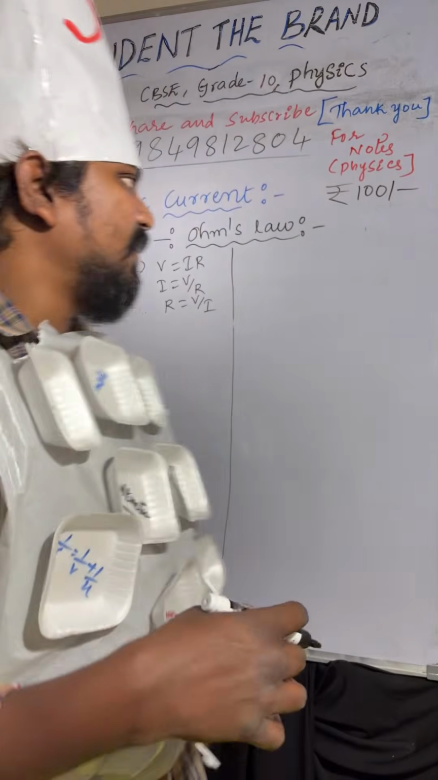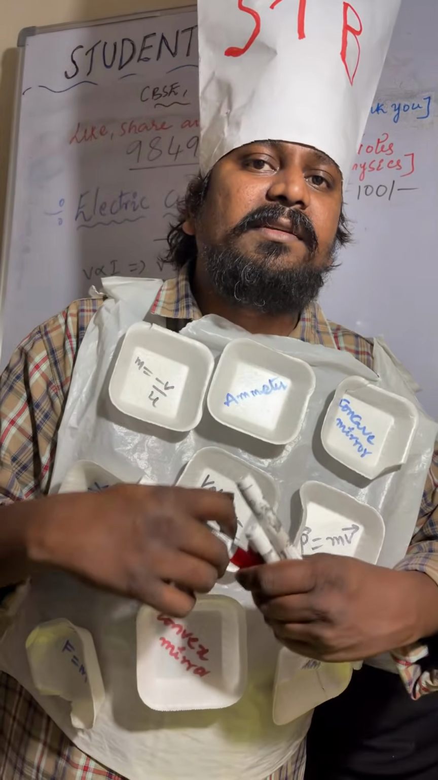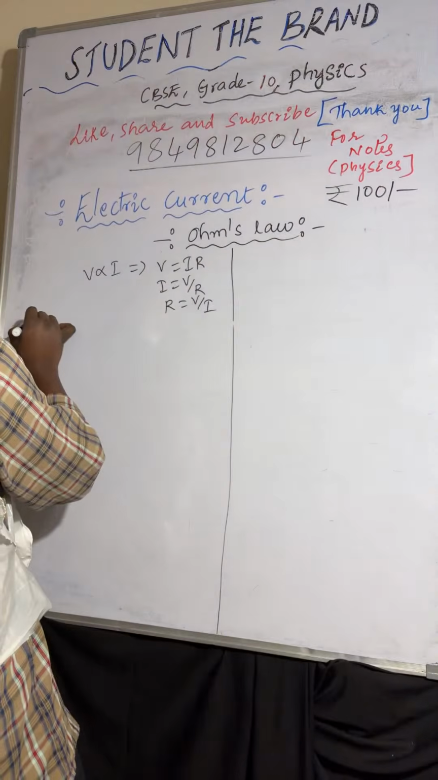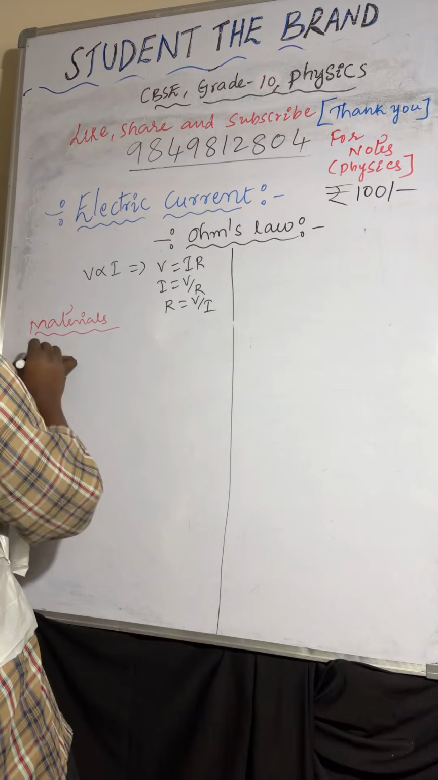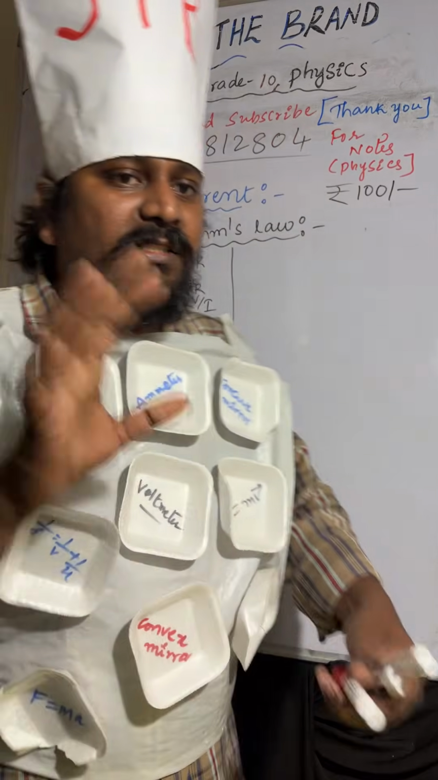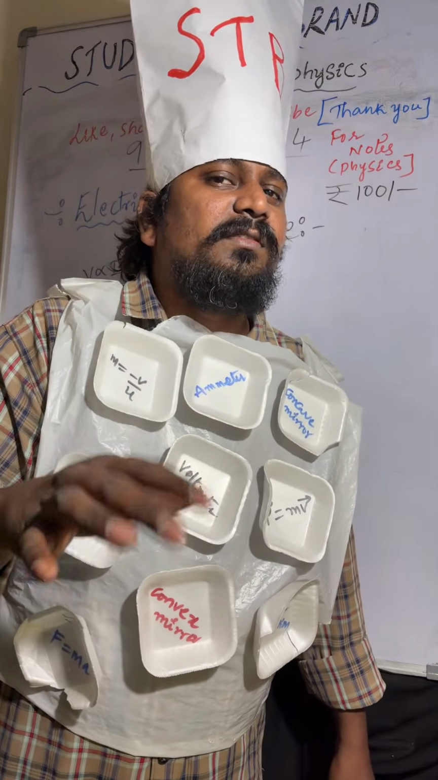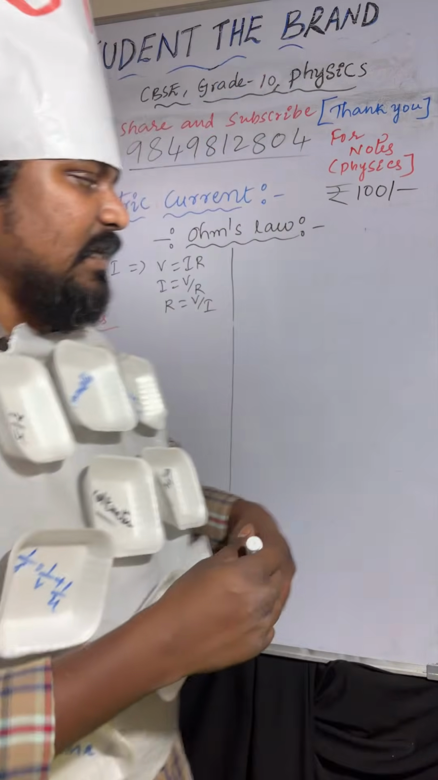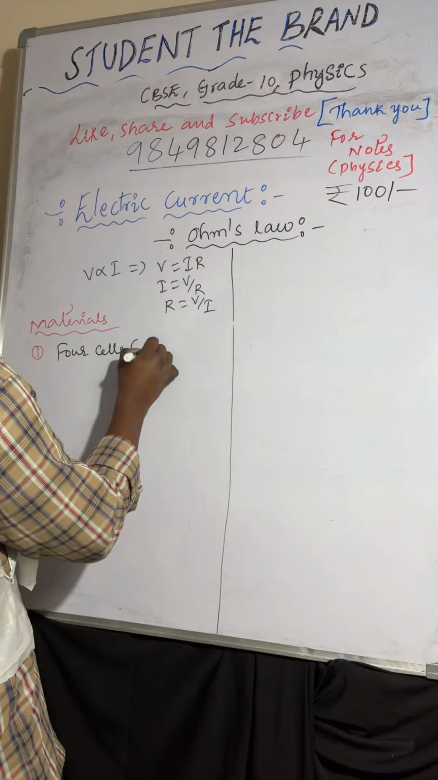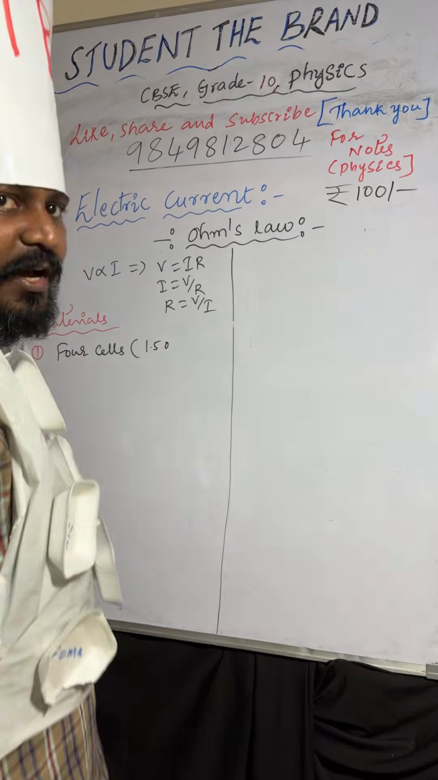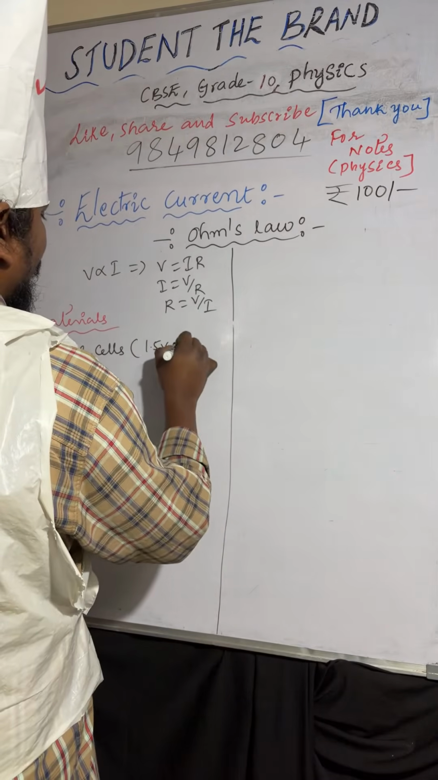Now you can see the materials required. What are the materials required to do the Ohm's law activity? First one, 4 cells, 1.5 volts each. So I am taking 4 cells of 1.5 volts each.